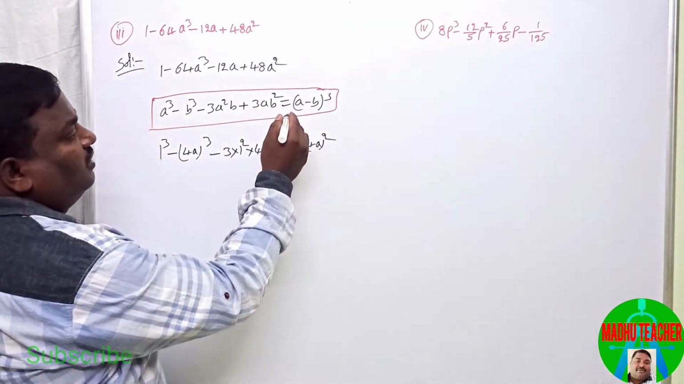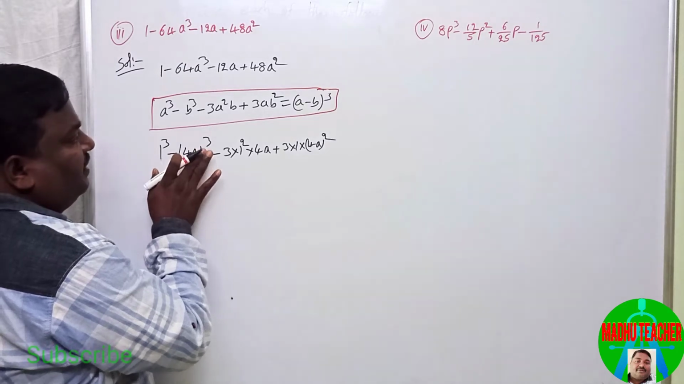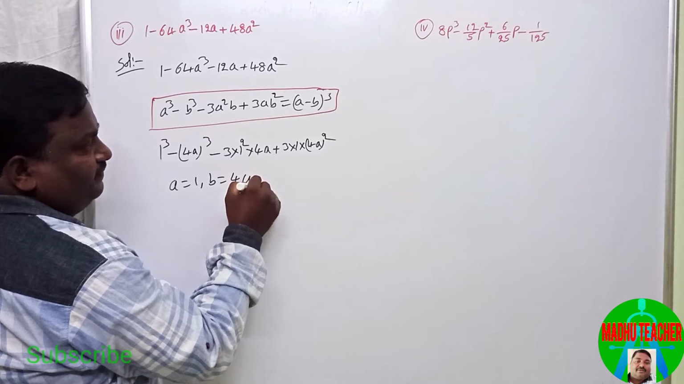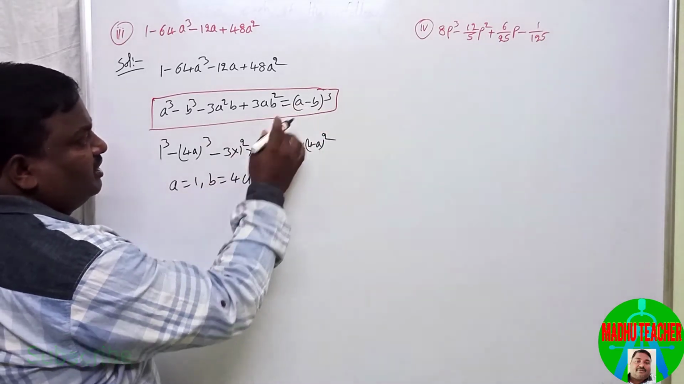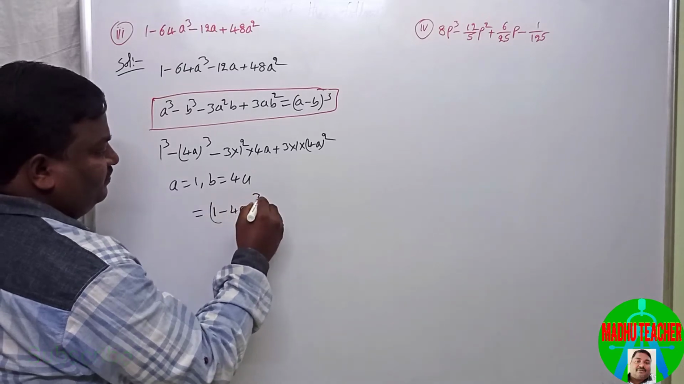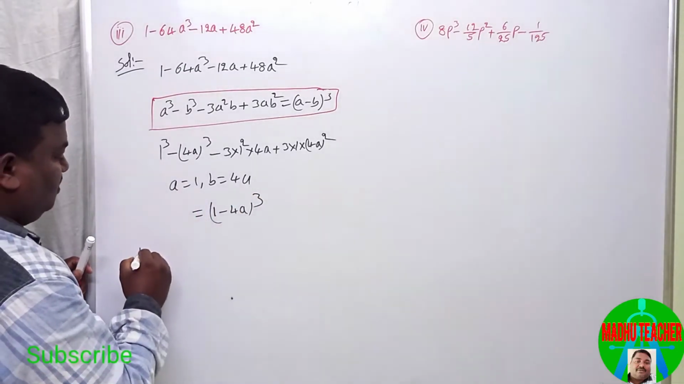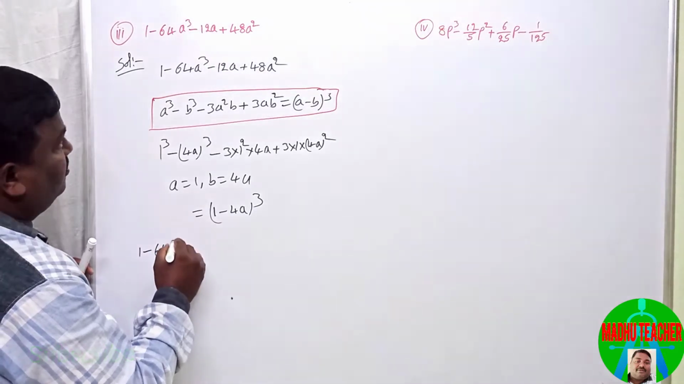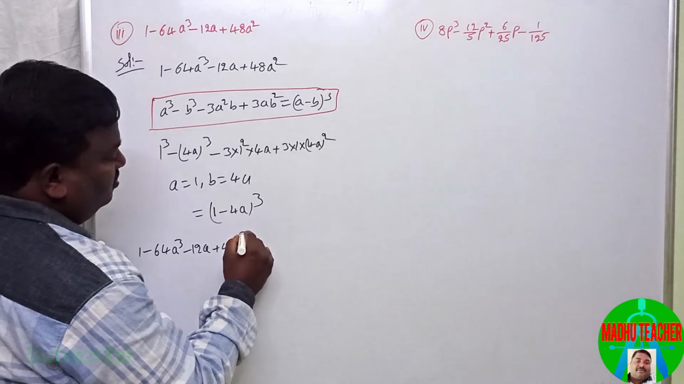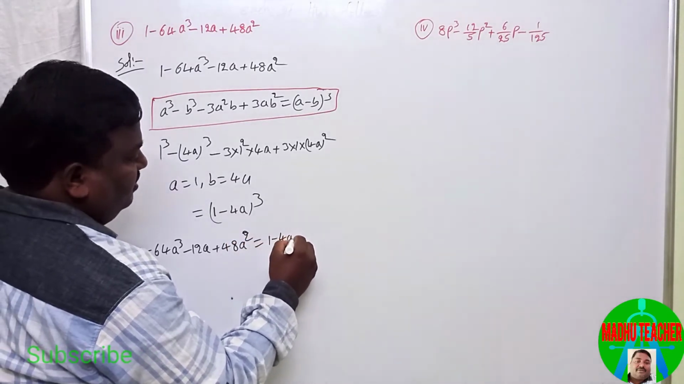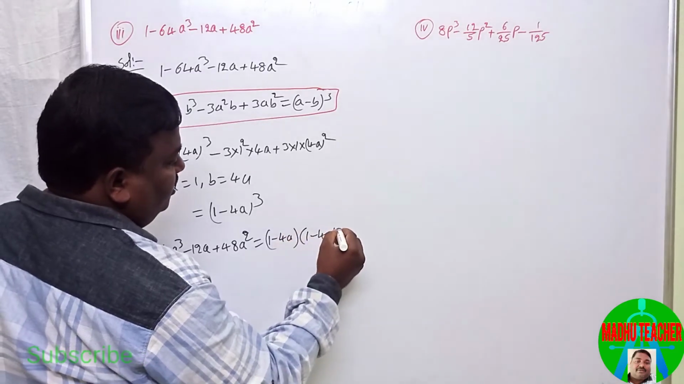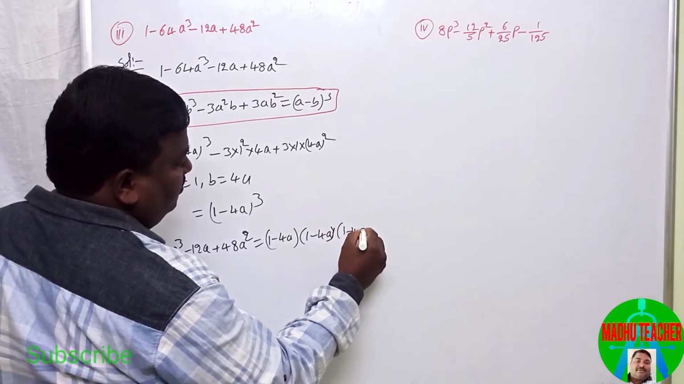Okay. Now, by comparing these two, a equal to 1 and b equal to 4a. By substituting these values at right side, we will get (1 minus 4a) whole cube. So that is 1 minus 64a cube minus 12a plus 48a square equal to (1 minus 4a) into (1 minus 4a) into (1 minus 4a).